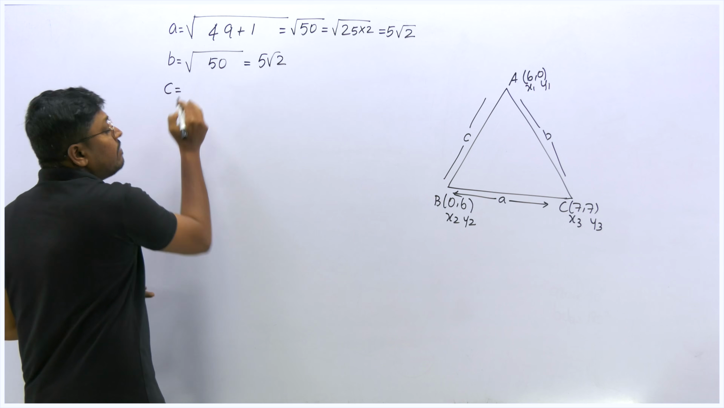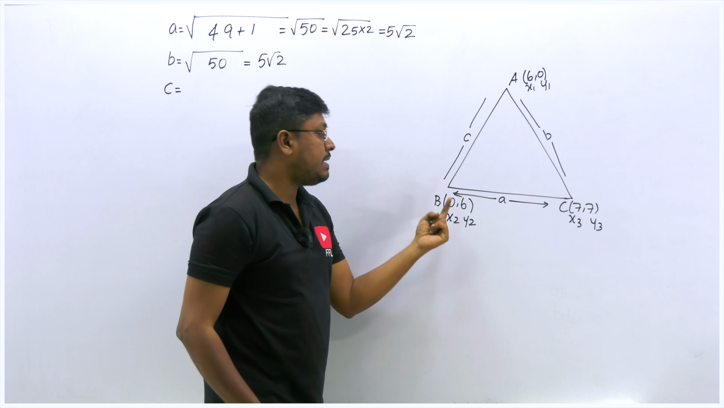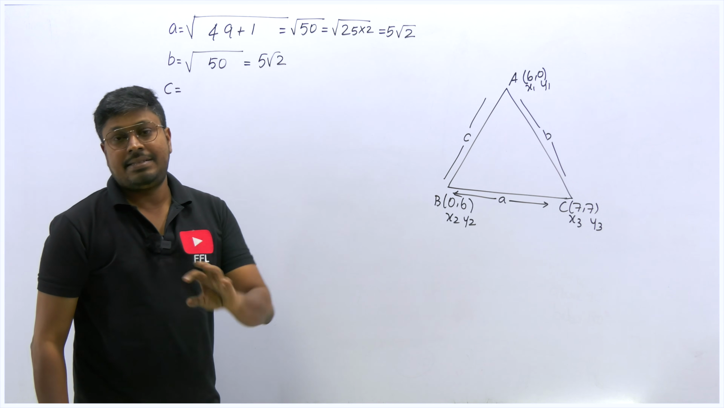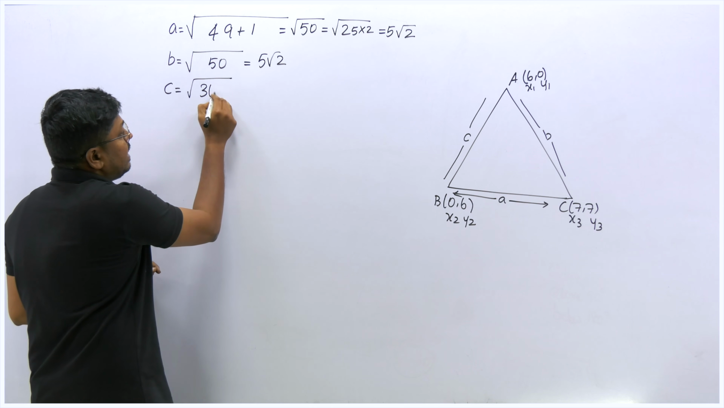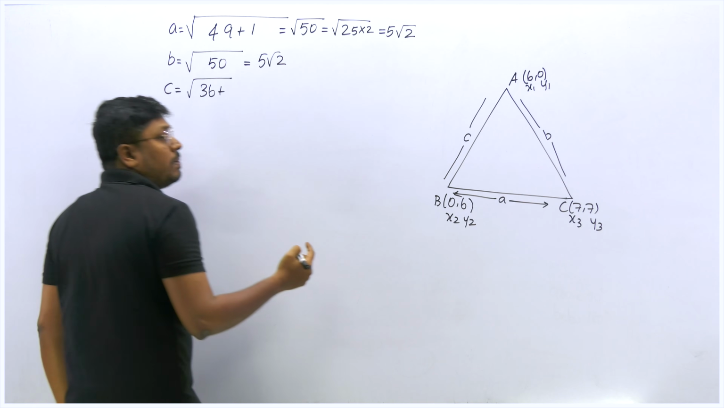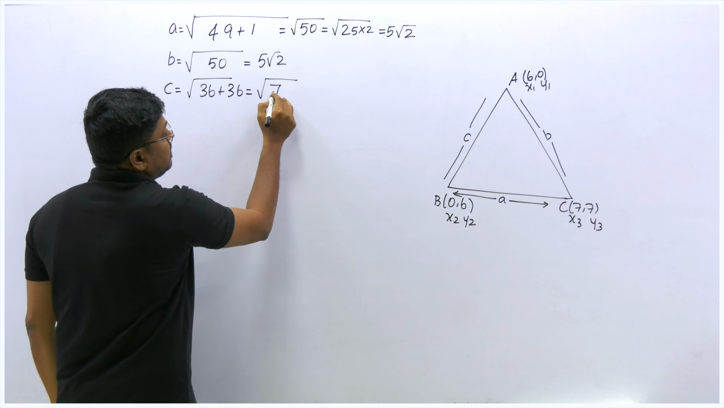So similarly, the C value lies between the vertices A and B. So B minus A, so 0 minus 6 will be 6. 6 the whole square will be 36. So the first value will be 36. Second value, 6 minus 0 the whole square, again 6 square, which is 36. So totally, square root of 72.